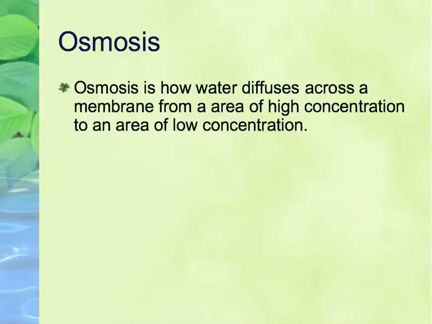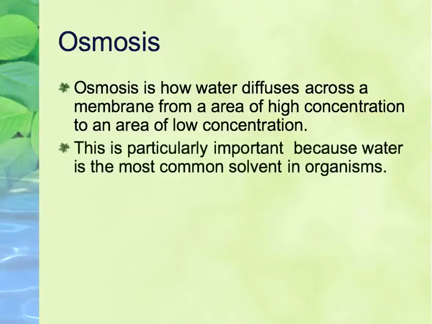Osmosis is a specific type of diffusion, but it deals specifically with water. Osmosis is how water diffuses across a membrane, once again, from an area of high concentration to an area of low concentration. This is particularly important because water, as we have already learned in our biochemistry unit, is the most important and most common solvent in all living organisms, which means that water has to be able to move because it's the thing that we're all dissolved in. We are over 75% water, folks. Water's pretty dang important. That means it's got to be able to get around.